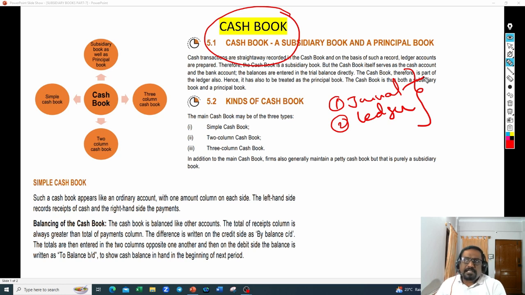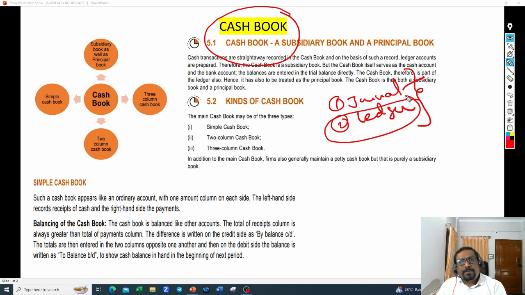The simple reason for that is, as soon as the transaction occurs, the transaction will be recorded first into the journal book. That is the reason why journal book will be called as book of primary entry, or book of original entry, or day book. There are different names for journal. In a similar way, ledger, we call it as a principal book.